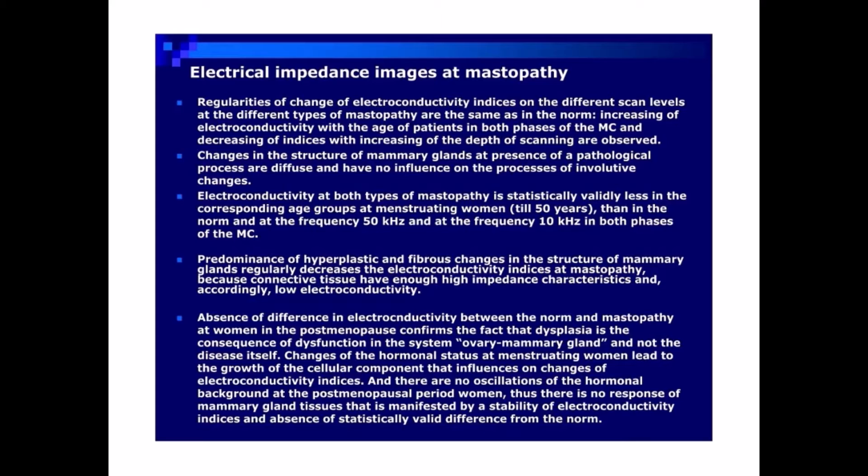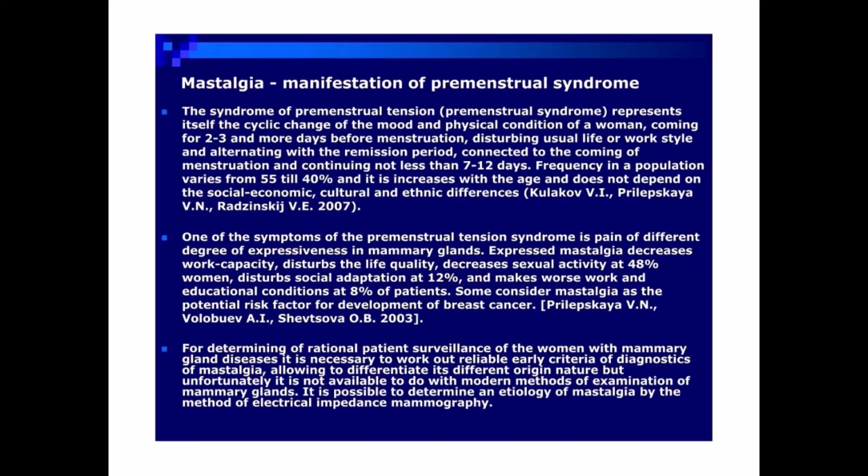And there are no oscillations of the hormonal background in postmenopausal women, thus there is no response of mammary gland tissues, which is manifested by a stability of electroconductivity indices and absence of statistically valid difference from the norm. Mastalgia, manifestation of premenstrual syndrome.